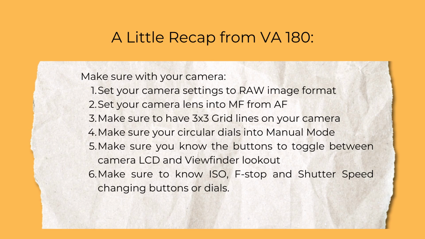Make sure you have 3x3 grid lines. Make sure that your circular dial is always on manual mode. Make sure that you know the buttons to move between the LCD and viewfinder, and you should also know how ISO, f-stop, and shutter speed work, and how you can change them on the camera. I'm putting all the videos for the basic setup on my Brightspace, so people can reacquaint themselves with the basics of digital photography.